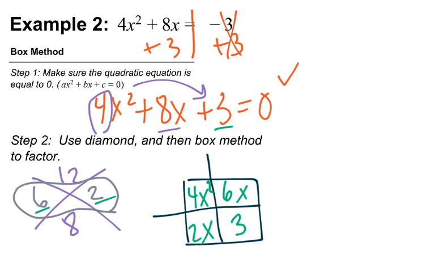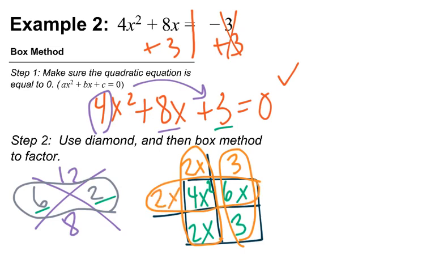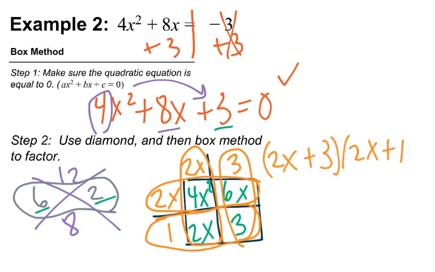Now let's find the outside numbers by looking at what they have in common. What do 4x squared and 2x have in common? 2x. How about 6x and 3? 3. Left to right here, we have 4x squared and 6x. That's going to give us 2x. In the same way, 2x and 3, they have 1 in common. So here's our factor form, 2x plus 3, 2x plus 1 equals 0.